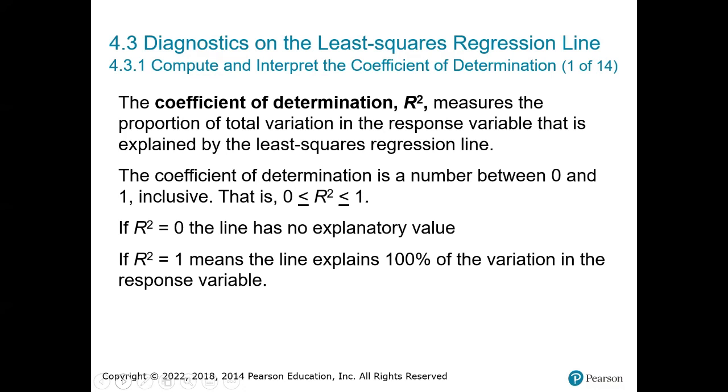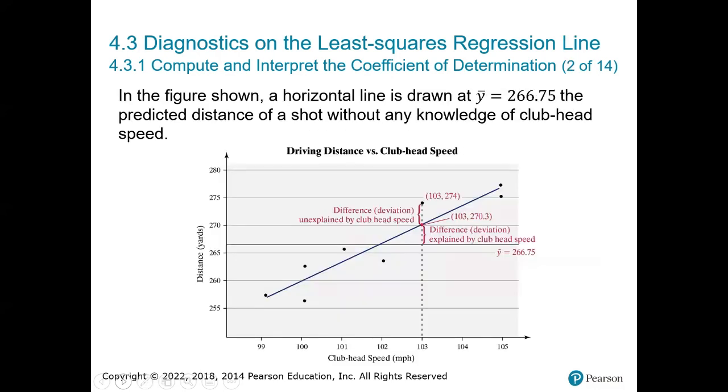So this value is going to be between 0 and 1, meaning that 0 has no explanatory value, and 1 means the line explains 100% of the variation in the response variable. Let's see if we can make this make a little more sense here. We have our predicted line here, and when we put in 103, we got 270.3. That's what we were supposed to get according to our equation. And what we actually got was 274 there.